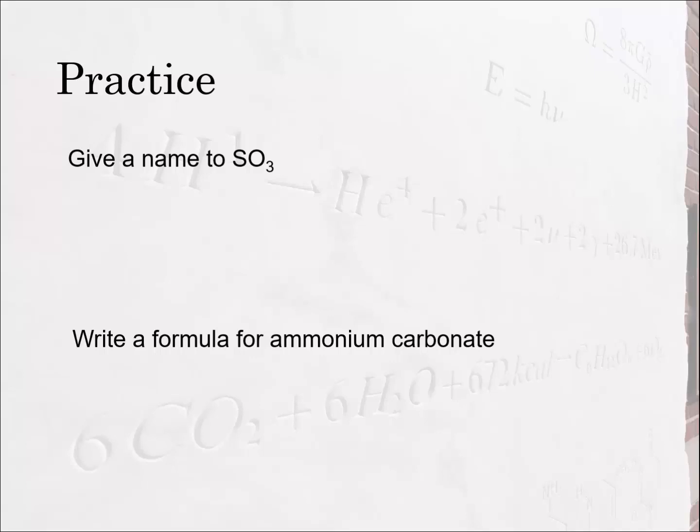First, decide if you're dealing with an ionic or a covalent compound, and then give a systematic name. SO3 is a covalent compound because it's made of nonmetals, and it's named sulfur trioxide. Remember, the mono prefix is not included for the first atom.